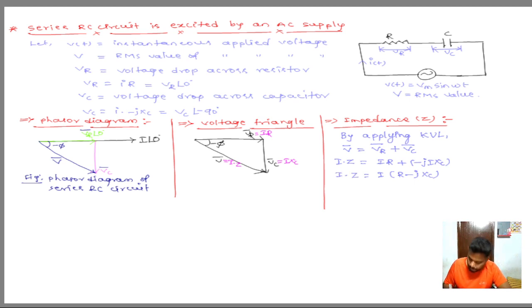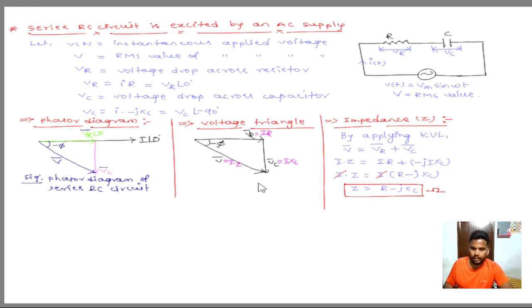Taking I common, IZ is equal to I into (R minus jXC). I gets cancelled. Then Z is equal to R minus jXC. This is the impedance of a series RC circuit. Remember, this formula is very important and is measured in ohms. Impedance of series RC circuit: Z is equal to R minus jXC.